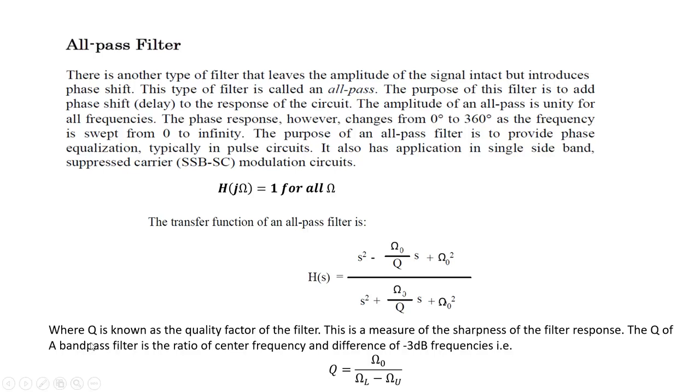We are defining it for a band-pass filter, because it has a magnitude response in a certain band. All right, and the value of Q will determine the sharpness of the band, that is, how sharp the filter becomes. The Q of a band-pass filter is the ratio of the center frequency and the difference of the minus 3 dB frequencies. That means Q is defined as omega naught divided by omega U minus omega L.